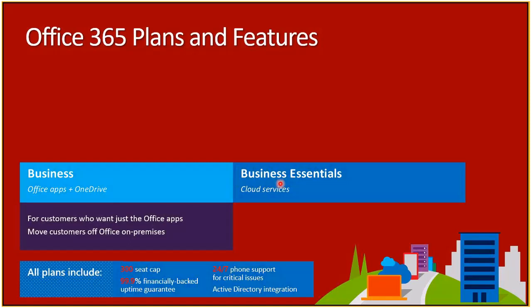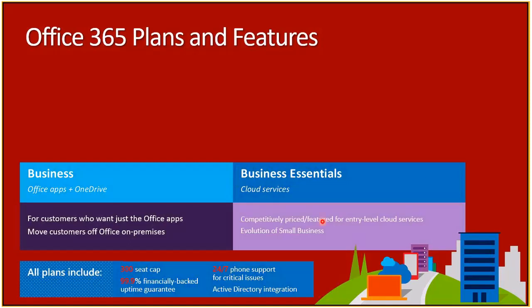So the only difference between Business and Business Essential is that in Business you get the Office applications which you can install on your desktop, and you can also use them online. But in Business Essential you get Office Online as well as Exchange Online, SharePoint Online, OneDrive, and Yammer. You just don't get the desktop installable version of Office, so whatever you do, you have to do online. All users must be connected to the internet to access Business Essential, and you don't have an offline facility.